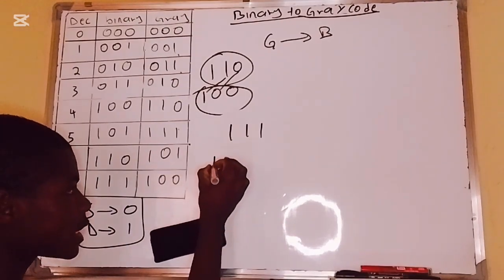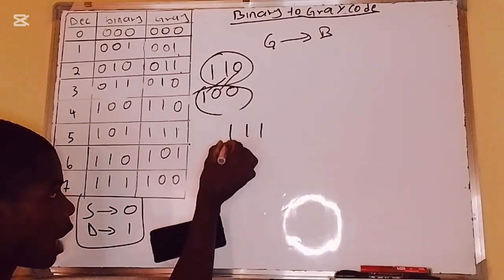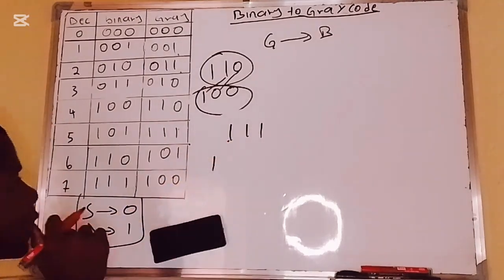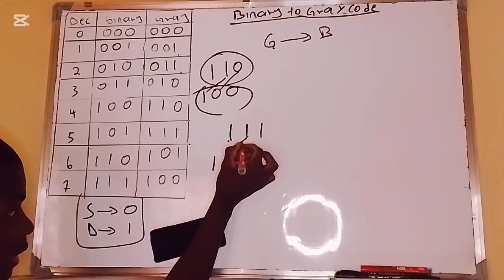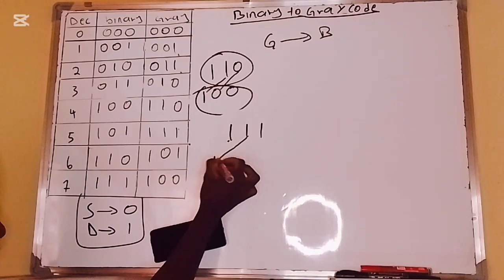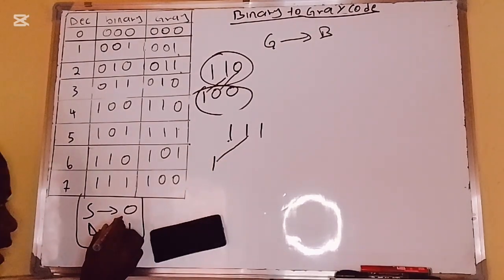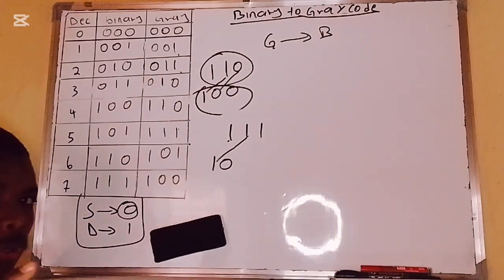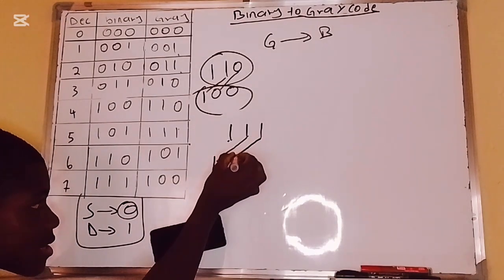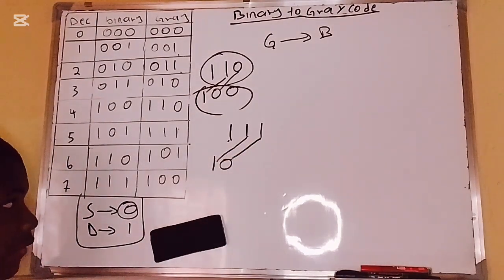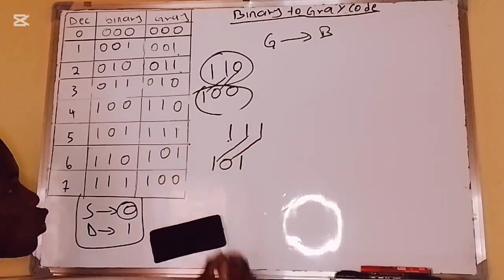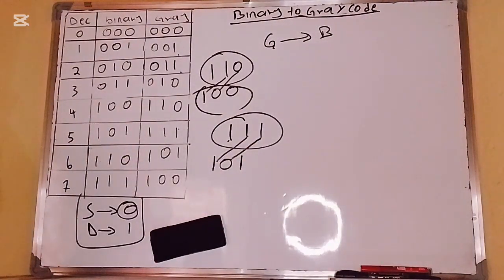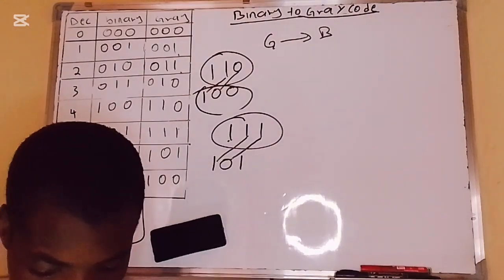So I have to write down the MSB. This is the MSB. After that, I take the second digit and see whether this and this are the same or not. It is the same. When it is the same, it's 0. So I'll keep my 0. Then I go to the next. Is this and this the same or not? They are different. If it is different, it is 1. So as you can see, 111 in gray code is the same thing as 101 in binary. So this is how to convert gray codes.